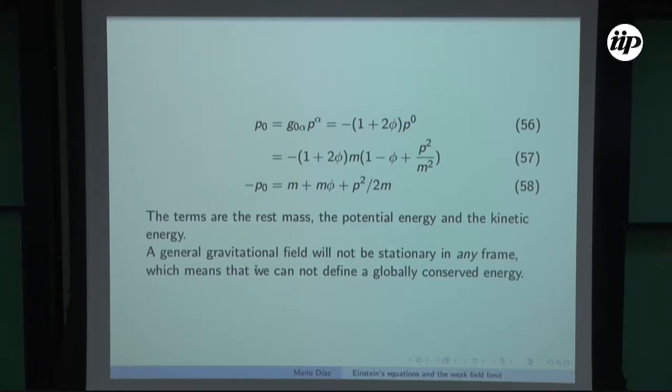One comment here: a general gravitational field is not going to be stationary in any frame, and this means that we cannot define a globally conserved energy. This was probably the worst nightmare in the history of the development of the theory of gravitational radiation: the impossibility of defining energy in a very clear covariant way.